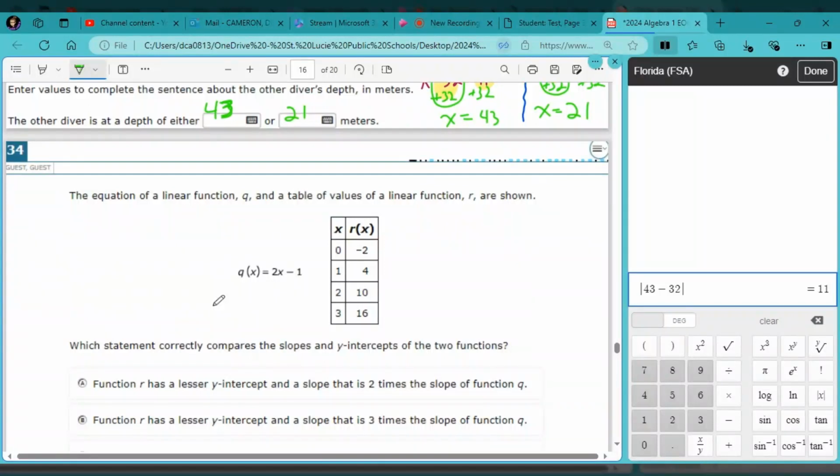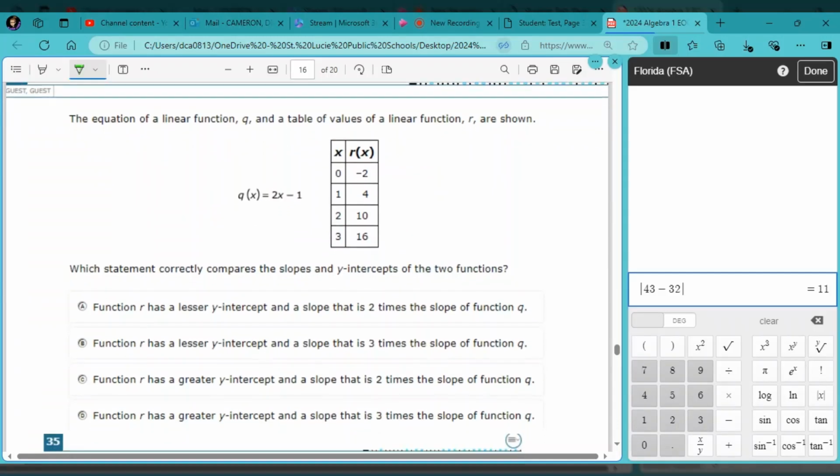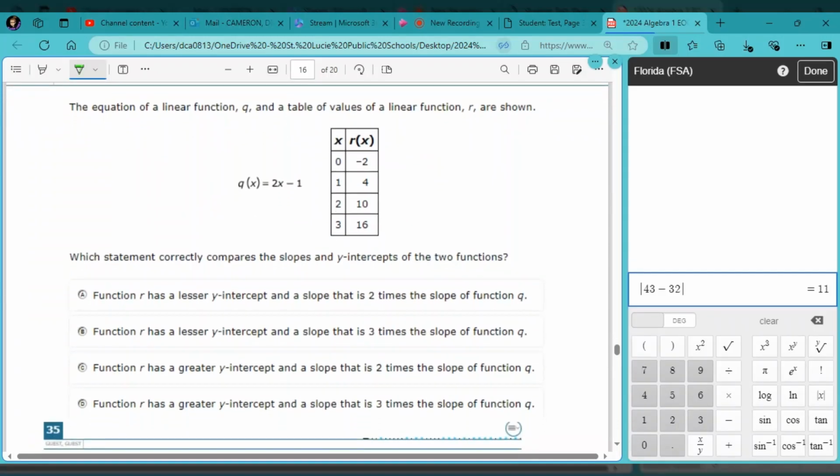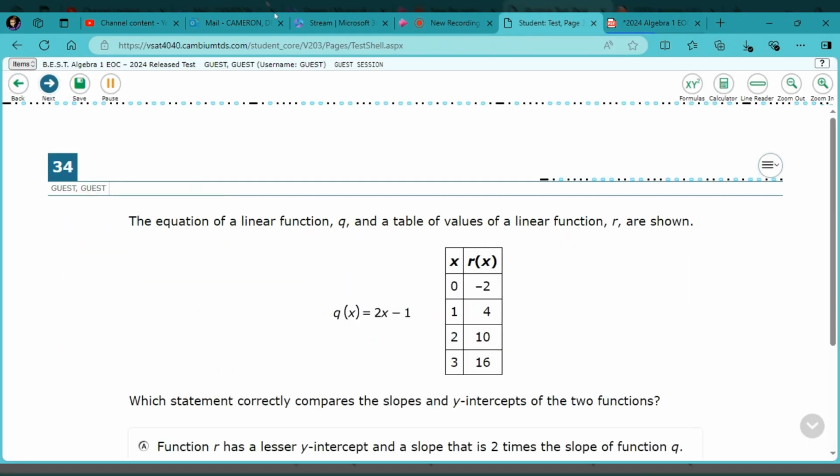All right, we are moving on to question number 34 on our Algebra 1 practice test for Florida B.E.S.T. Standards. Did I enter in 33? Yep, I did. And we're on 34.